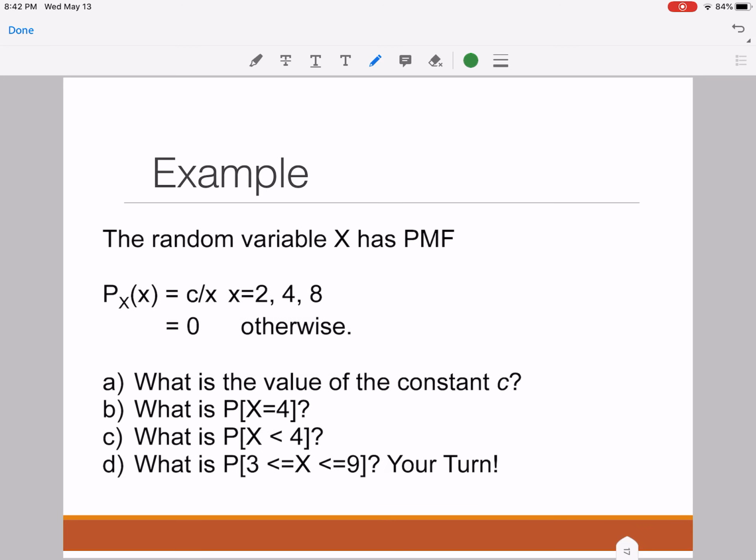Using this example, what I would like for you to do is solve this problem. What is the probability that X is less than or equal to 3? My apologies. X is greater than or equal to 3, but less than or equal to 9. That's for you to solve and turn in for Thursday's class by 10 a.m.